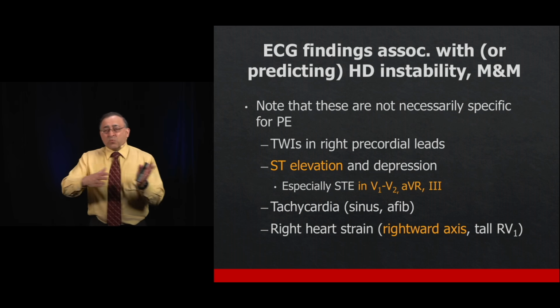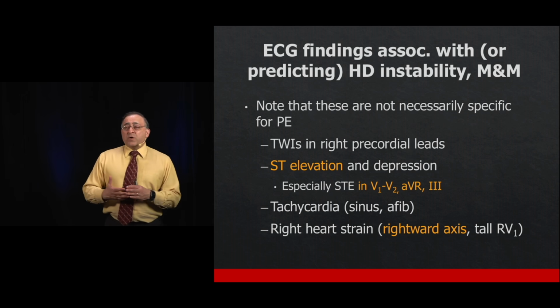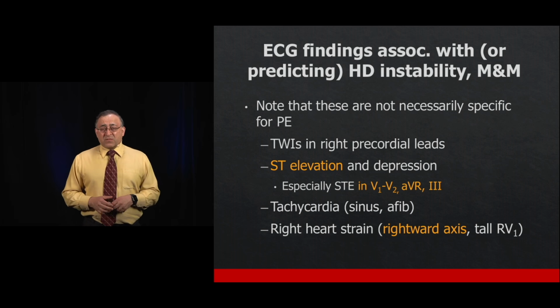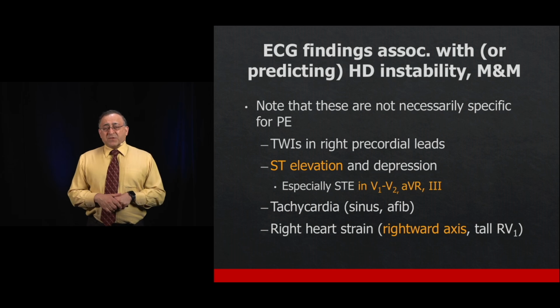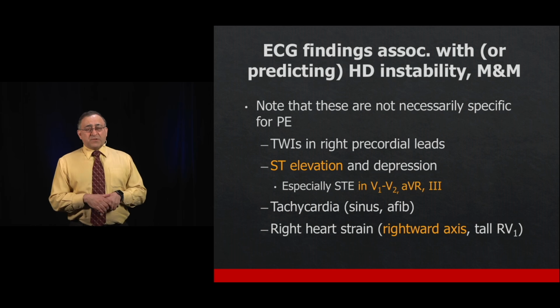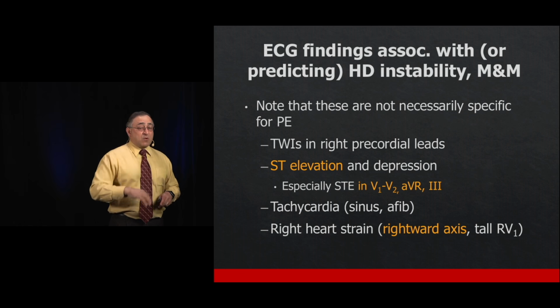ST elevation in the rightwardish leads. I'll say it again. What are the rightwardish leads? V1, V2, AVR, and lead 3. Tachycardia can be present with right heart strain, and also rightward axis is very typical as well. I've highlighted the things for this lecture that I want you to know.